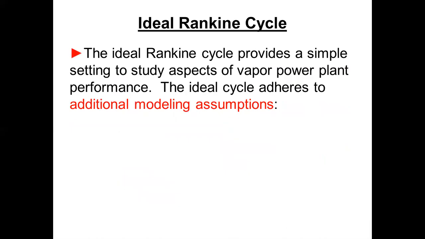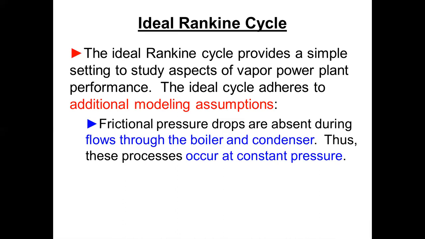The ideal Rankine cycle provides a simple setting to study aspects of vapor power plant performance. The ideal cycle adheres to the following assumptions. The easiest you can get is that the frictional pressure drops are ignored during flows through the boiler and the condenser. These processes occur at constant pressure. So we're not going to have pressure drop through the boiler, and we're not going to have pressure drop through the condenser, at least initially.